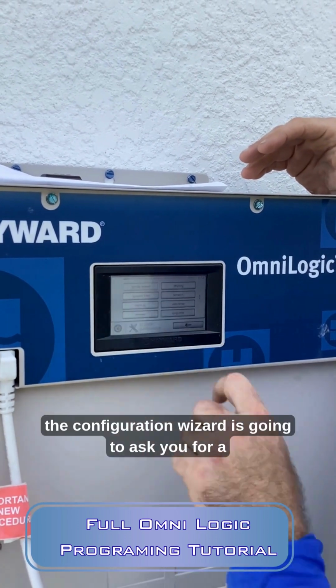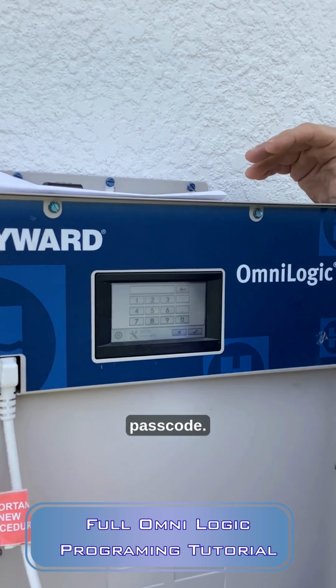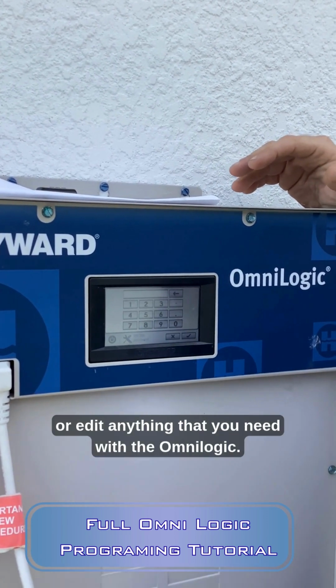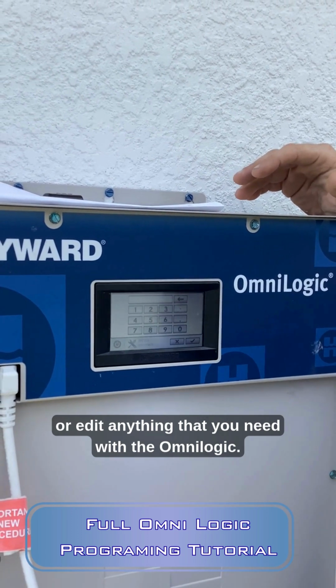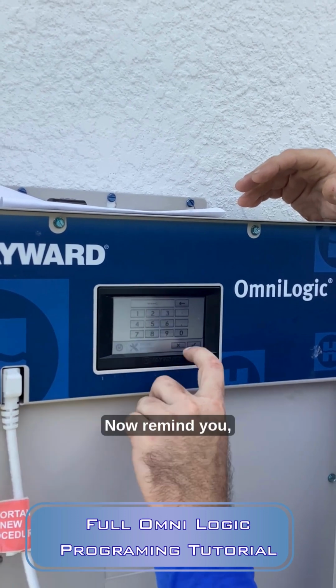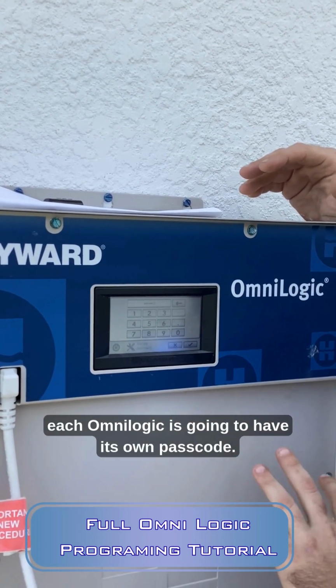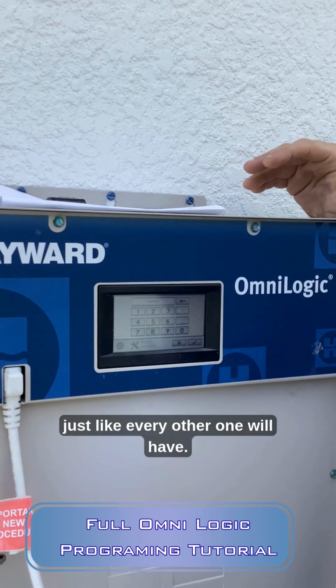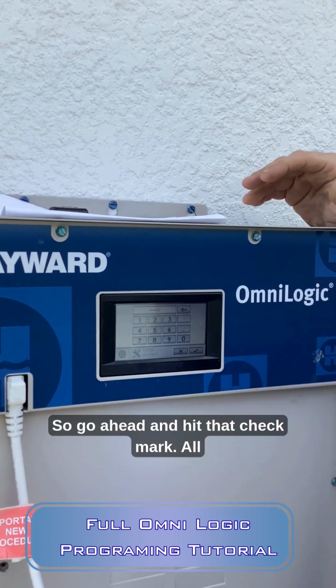Now here, the configuration wizard is going to ask you for a passcode. That's what's going to help you get in there to enter and reprogram or edit anything that you need with the OMNILOGIC. So we're going to add the code that we have for this one that is specific. Remind you, each OMNILOGIC is going to have its own passcode. This one has its own fingerprint, just like every other one will have. So go ahead and hit that check mark.